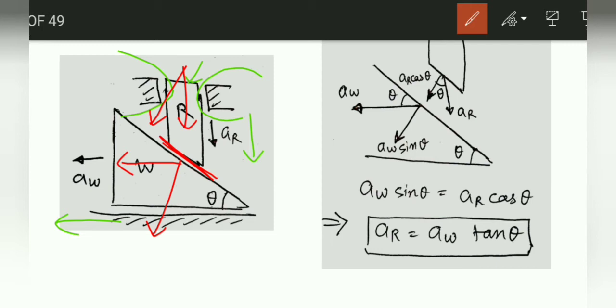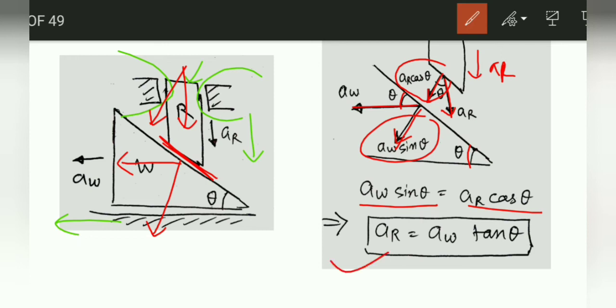Say this is AW and this is theta and this is 90 degree, so this will also be theta by geometry. So if this is theta, this is AW, this will be AW sine theta. See, this is AR, this will be AR cos theta because this is theta, this is AR this side. So AR cos theta will be AW sine theta. AW sine theta is equal to AR cos theta. This is the perpendicular component of the acceleration we are equating. AR is equal to AW tan theta. That is the relation. Simple.